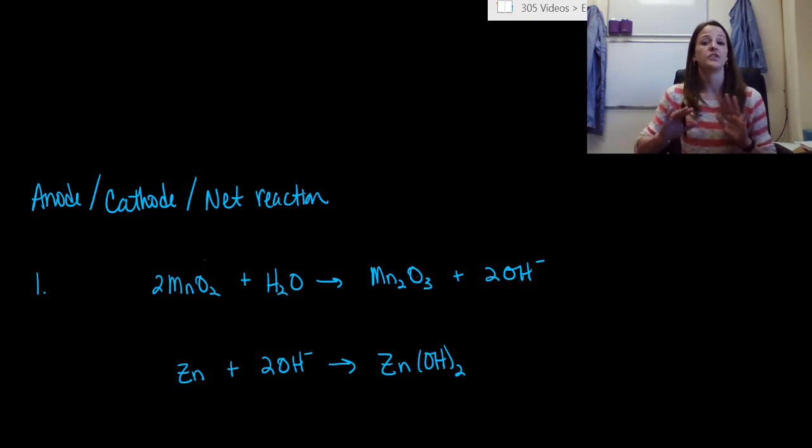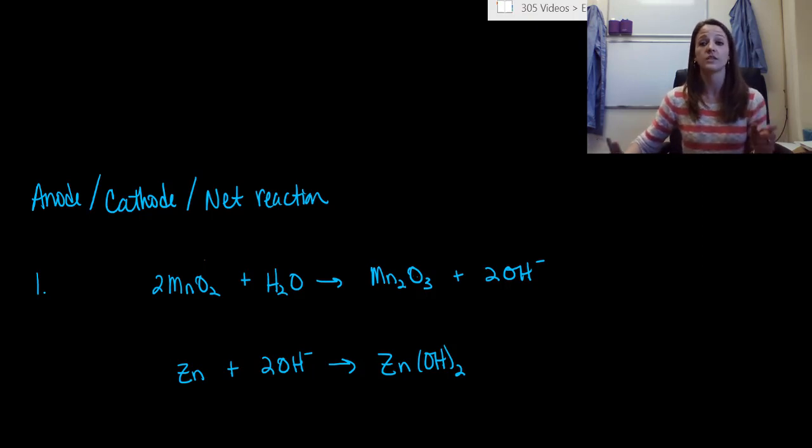Hopefully you did, but if you didn't, do not get frustrated. This is definitely something that takes a little bit of time to master. And so maybe we'll work through this first one together and then you'll be able to do the second and third one on your own. But the first thing you absolutely have to do when you try to determine your net chemical equation or your net reaction for a galvanic cell is you need to assign oxidation states. So always start with oxygen if you can.